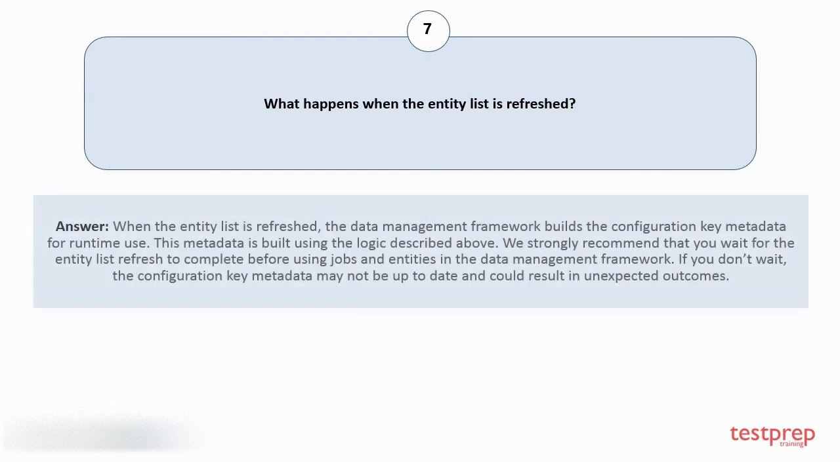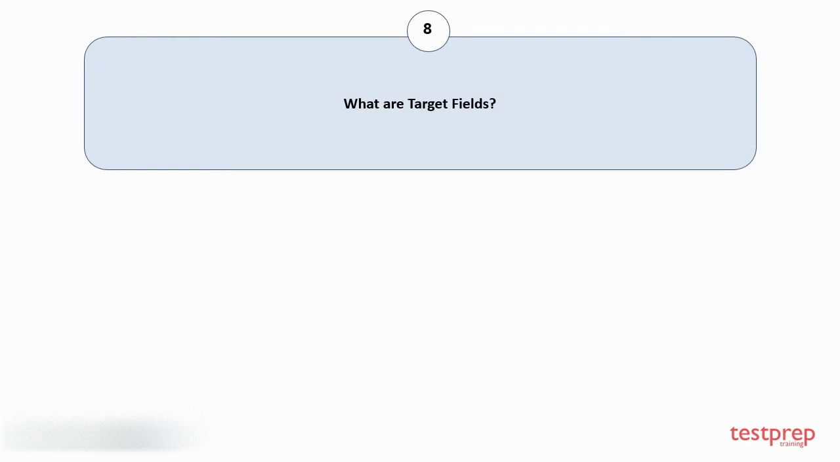Your answer is: when the entity list is refreshed, the data management framework builds the configuration key metadata for runtime use. This metadata is built using the logic described above. We strongly recommend that you wait for the entity list refresh to complete before using jobs and entities in the data management framework. If you don't wait, the configuration key metadata may not be up to date and could result in unexpected outcomes. Question number 8, what are target fields?